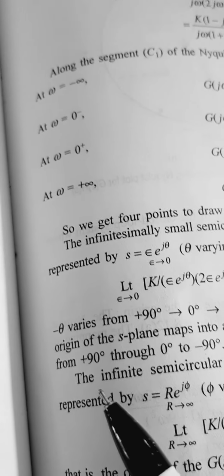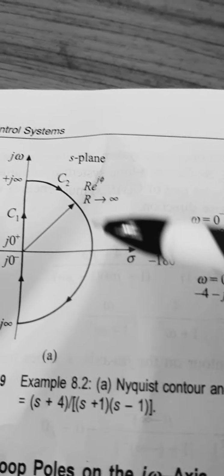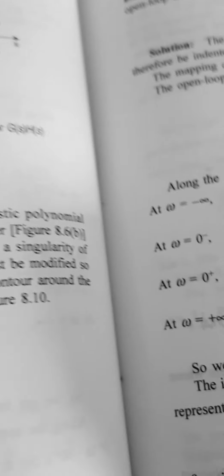Now next we have to see what happened. Next is the infinite semicircular arc in the Nyquist contour. This is mapped into C2 in figure 5, mapped into the G of s plane or Nyquist plot. How it is mapped, that we have to look at.